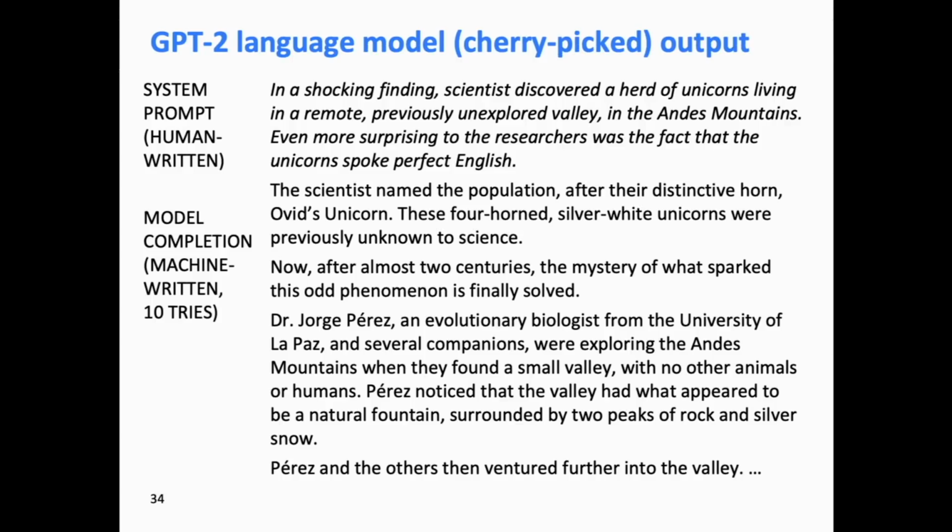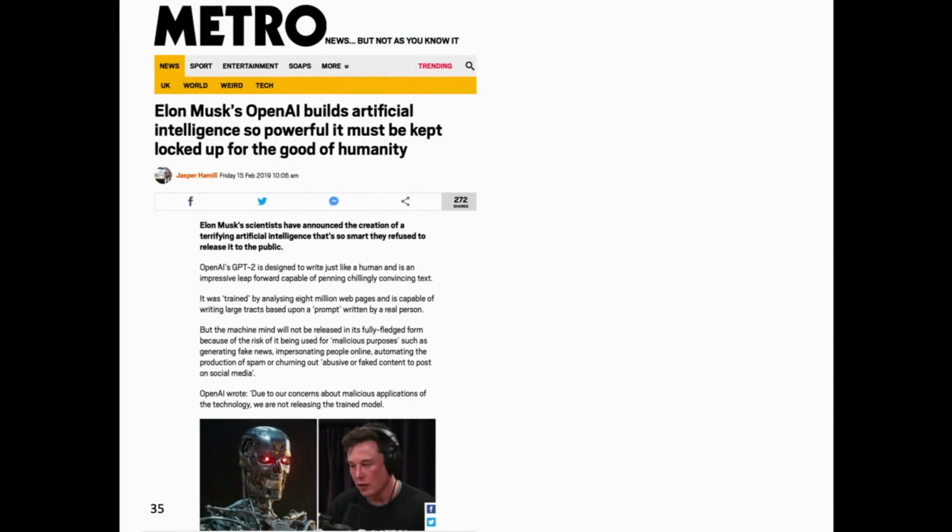So then the OpenAI people decided this language model was so good that they weren't going to release it to the world, which then got transformed into headlines of Elon Musk's OpenAI builds artificial intelligence so powerful it must be kept locked up for the good of humanity, with the suitable pictures that always turn up at these moments down the bottom of the screen.